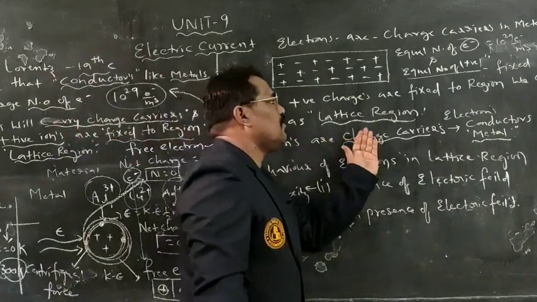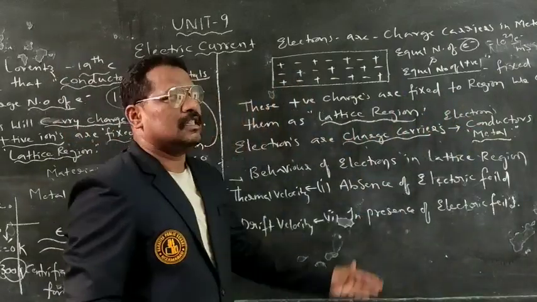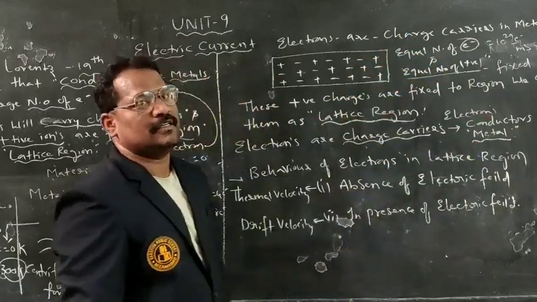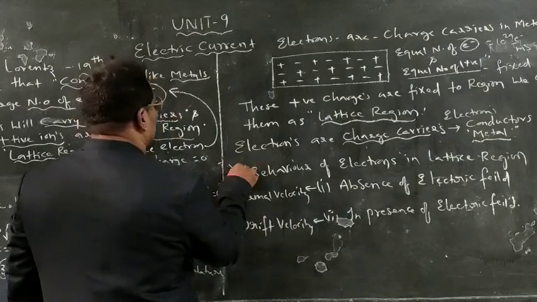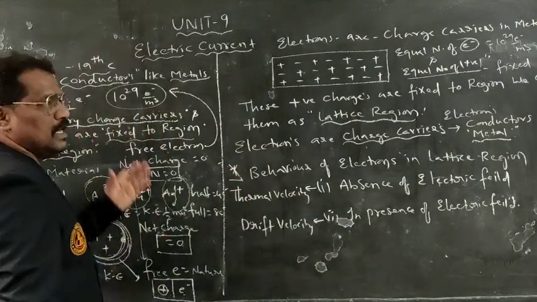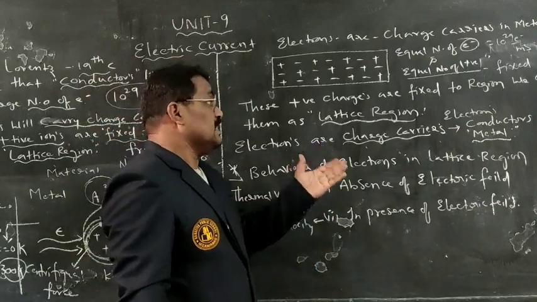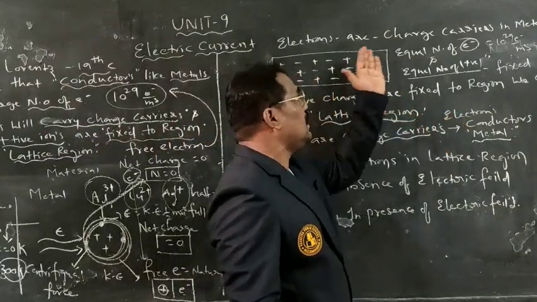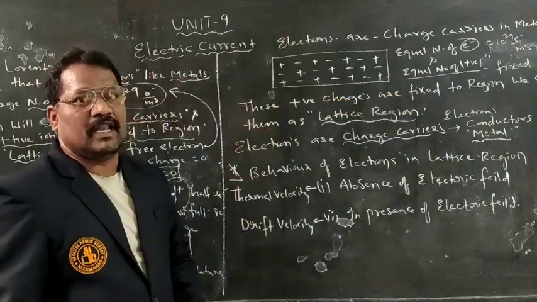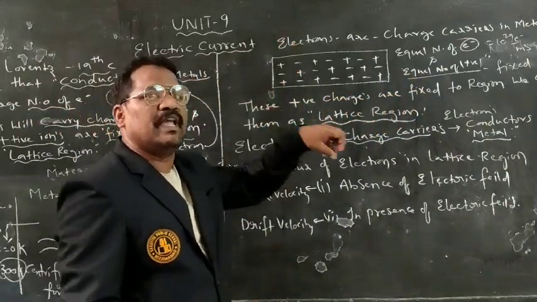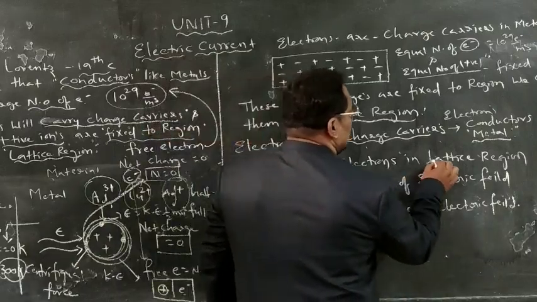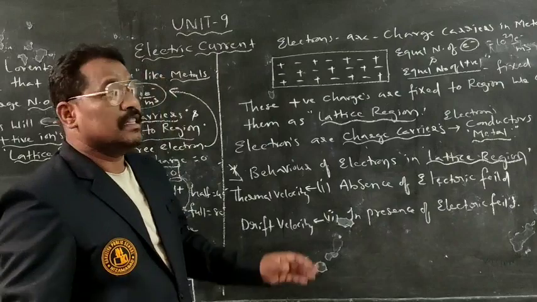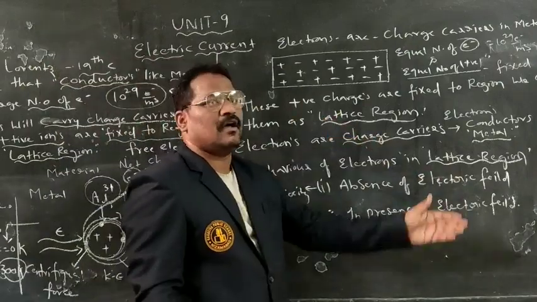And electrons are nothing but what? They are charge carriers. They will be carrying energy from one point to another point. Now we are going to discuss Drude as well as Lorentz. In the 19th century, two scientists wanted to explain the free motion of electrons existing in a material called a conductor, how they behave in the lattice region.